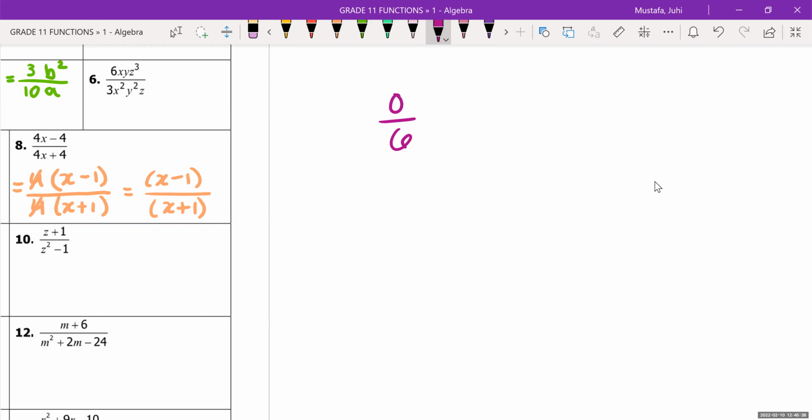Are you sure? Let's say I have 6 slices of pizza and I decide to share them with no one. So this is kind of like saying 0 out of 6 people are going to get the pizza. Is that allowed to happen? No, you can't do that. Why not?